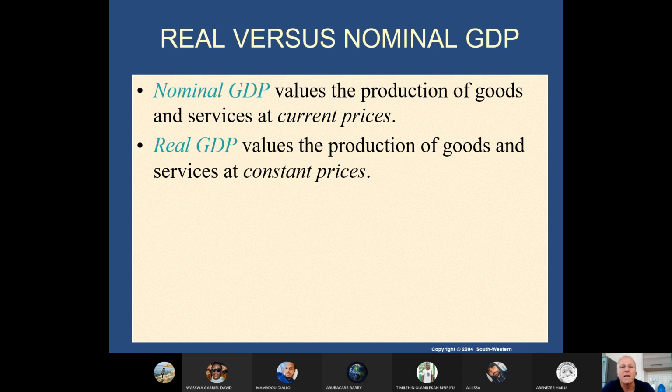Nominal values are always manipulating the system. Why it is so, I will give you with an example, and you will understand it with an easy explanation. But let's go first with this, then I will give you one easy explanation and example, and then you will understand it more easily. Nominal GDP values the production of goods and services estimated with current values, current price.